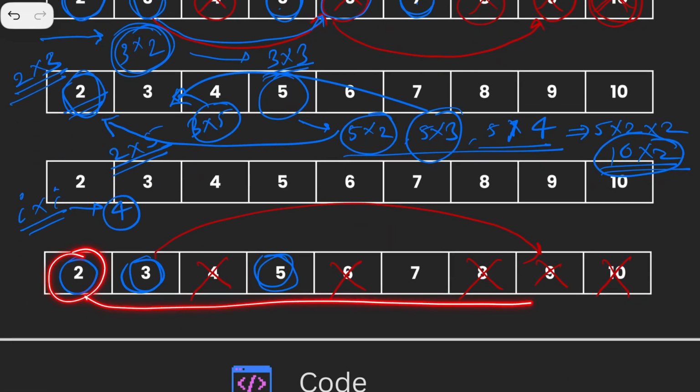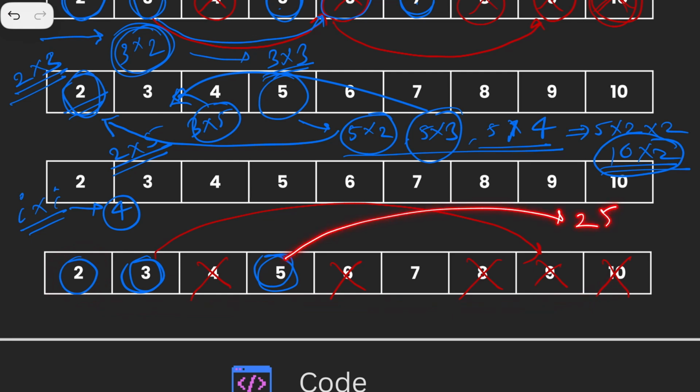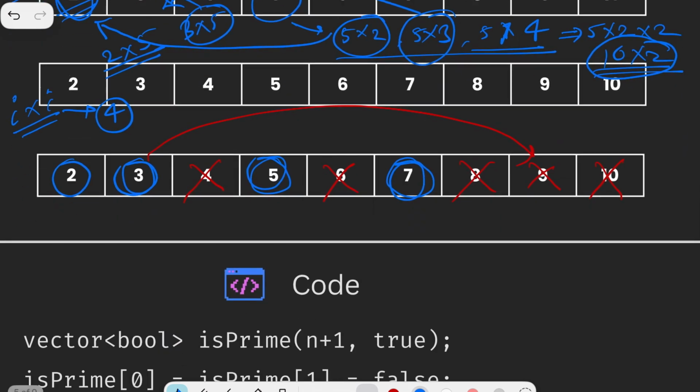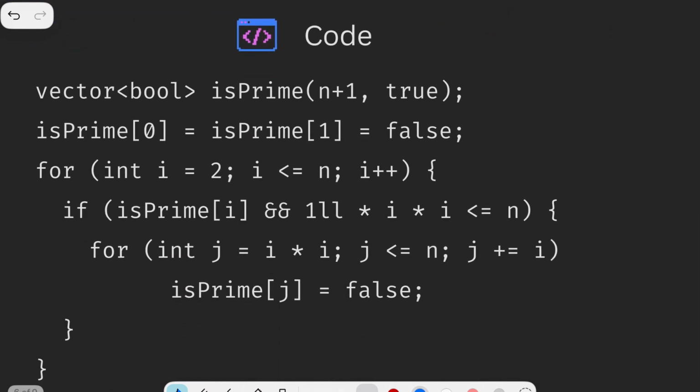Because 2 has already marked the 10 as false, we don't need to process it again. So we can directly go to 5 into 5, which is 25. 25 is out of range, so no need to worry there. After that we have 7. Again, 7 hasn't been marked as false yet, so this is going to be a prime number. See, these are very simple and straightforward. I hope this is clear to you. Let's go through the code.